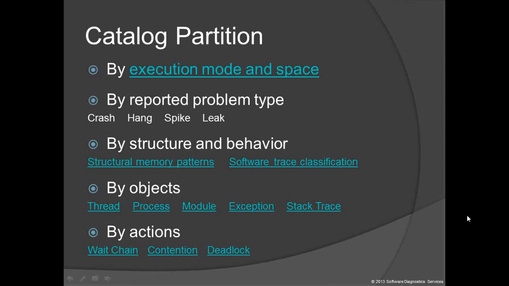For example, to create a smaller catalog for structural memory patterns. Another fruitful partition is by object types, such as threads, processes, modules, exceptions, stack traces, or by actions, such as various wait chains, contentions, resource contentions, deadlocks, and live locks. Software trace analysis pattern catalog is based on structural software narratology.